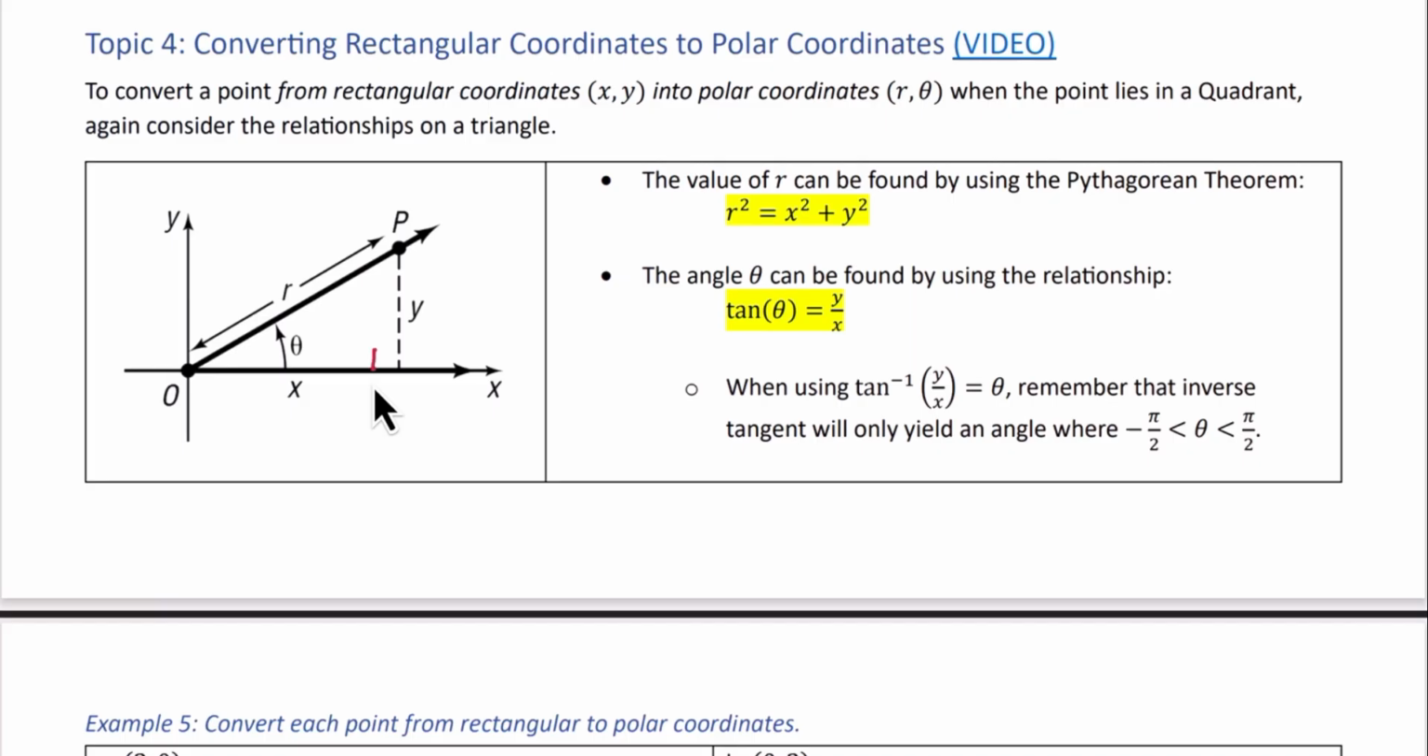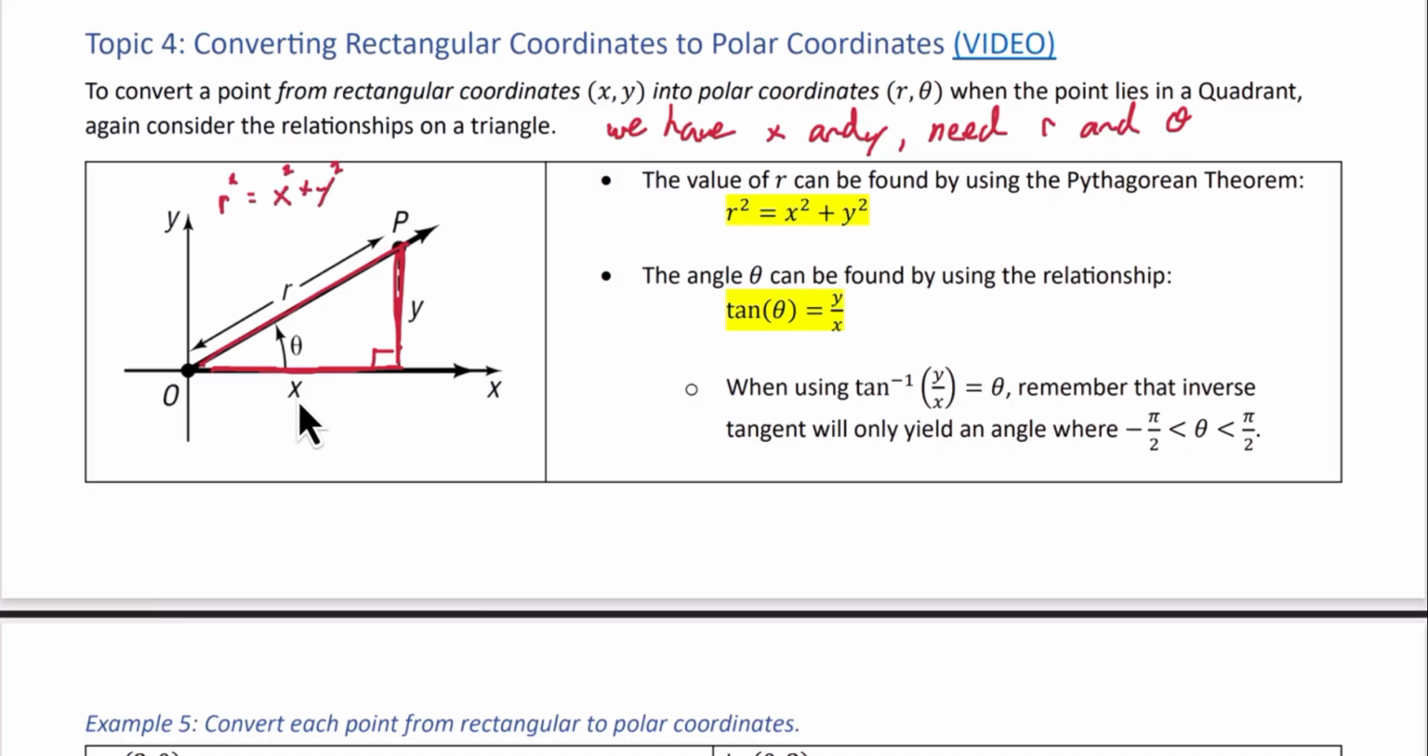So let's say we have a right triangle, and let's say we have x and y, but we need r and theta. Well, if we have x and y, and we have a right triangle, then we can find r using the Pythagorean theorem. R squared is equal to x squared plus y squared.